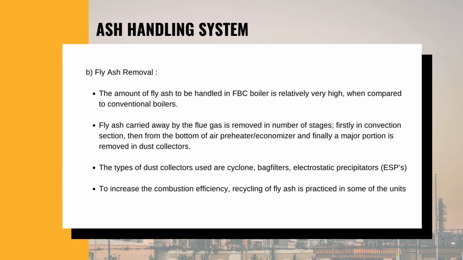Fly ash carried away by the flue gas is removed in a number of stages: firstly in the convection section, then from the bottom of the air preheater and economizer, and finally a major portion is removed in dust collectors. The types of dust collectors used are cyclone, bag filters, electrostatic precipitators, or some combination of all of these. To increase the combustion efficiency, recycling of fly ash is practiced in some of the units.